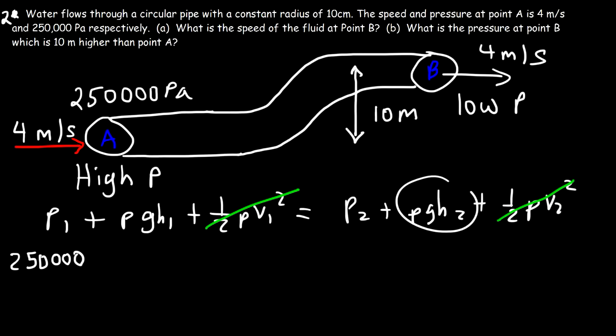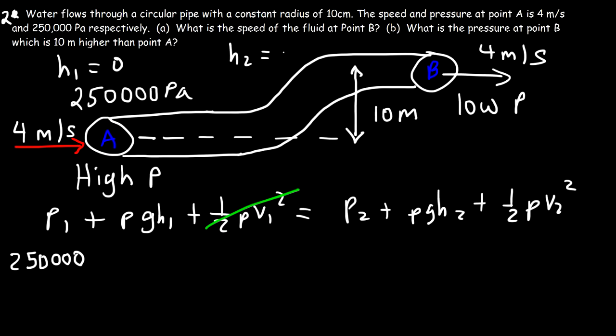The height does change. Now, since we're assuming that A is the ground level, the height at A is 0. So we could say H1 is 0, and the height at point B is 10 meters above ground level. So H2 is 10. So because H1 is 0, we don't need to worry about that quantity. Now we're looking for P2, and this should be gone.